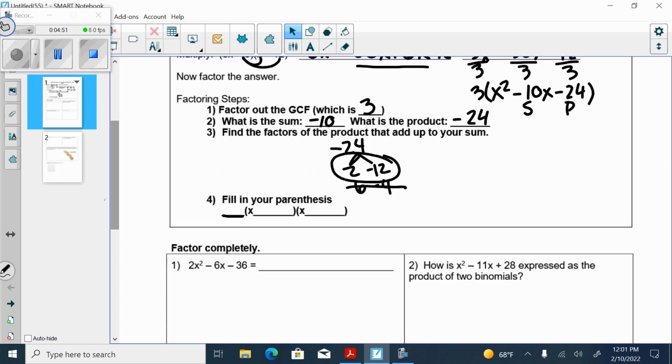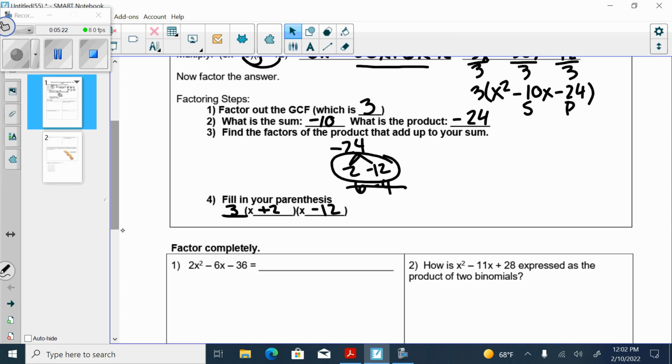The first parenthesis right here is where you put the GCF. What was our GCF? 3. Okay, and then we put these two numbers that we picked in the parentheses. Our first number was a positive 2, so I should put x plus 2 in that first parenthesis. The second number we picked was negative 12, so it'll say x minus 12 in this parenthesis.